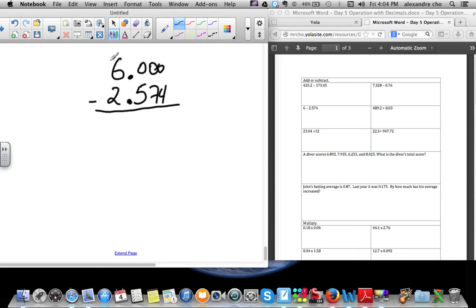Okay, so you got to borrow. That's a 5. That becomes a 9 because it's 10. That becomes a 10, becomes a 9, and then that last one becomes a 10. 10 minus 4 is 6. 2, 4, and 3.